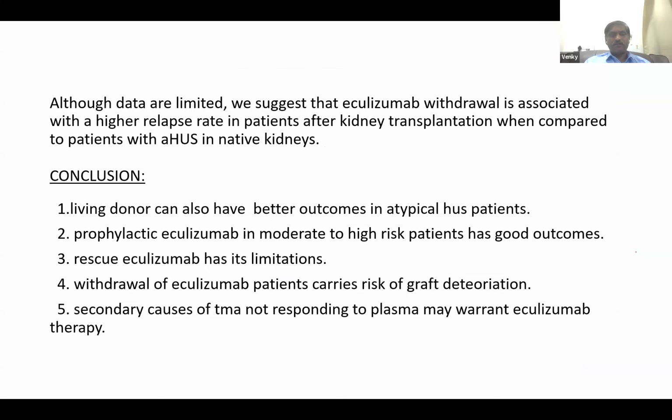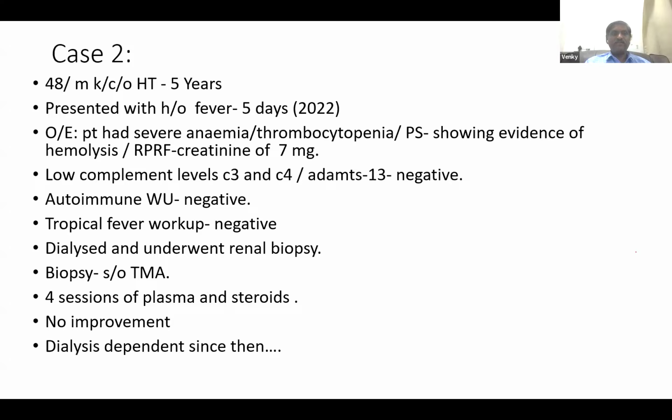So to conclude, living donors can also have better outcomes in atypical HUS. Prophylactic eculizumab in moderate to high risk has good outcomes. Rescue eculizumab, which we use, has its limitations. Withdrawal of eculizumab carries a risk of graft deterioration. Secondary causes of TMA not responding to treatment may warrant eculizumab therapy. So this is a summary of whatever we have discussed.